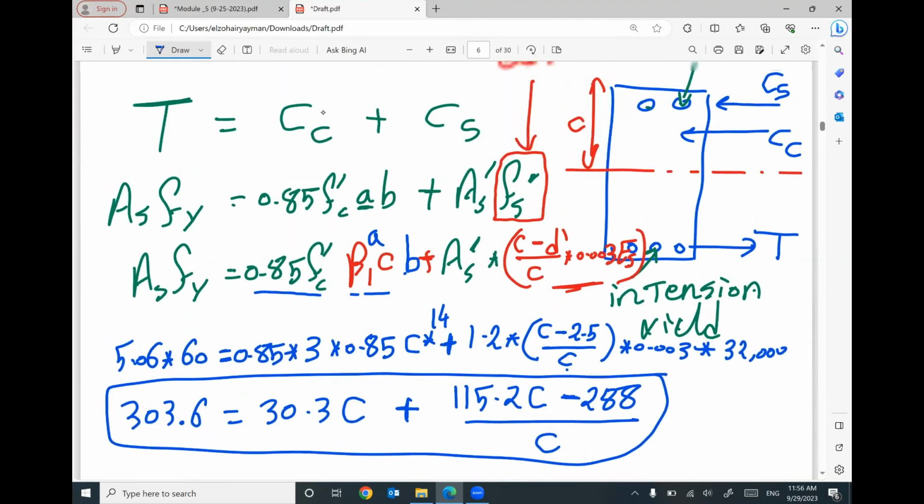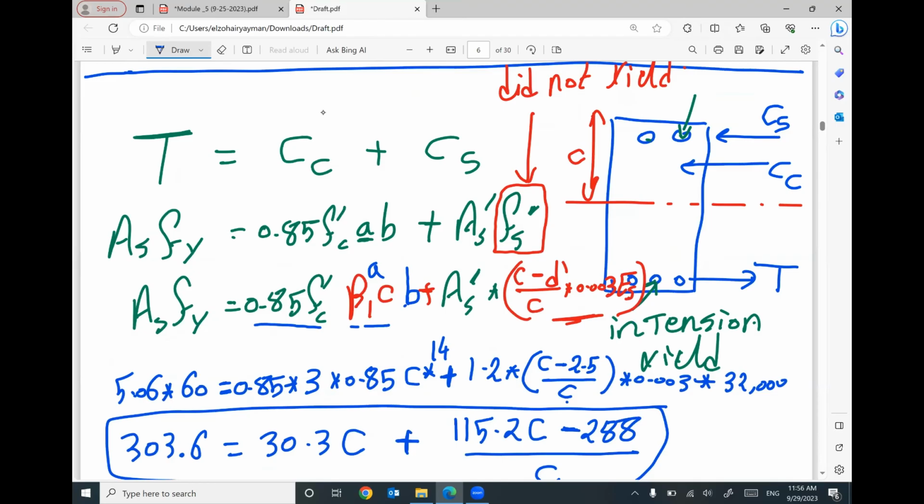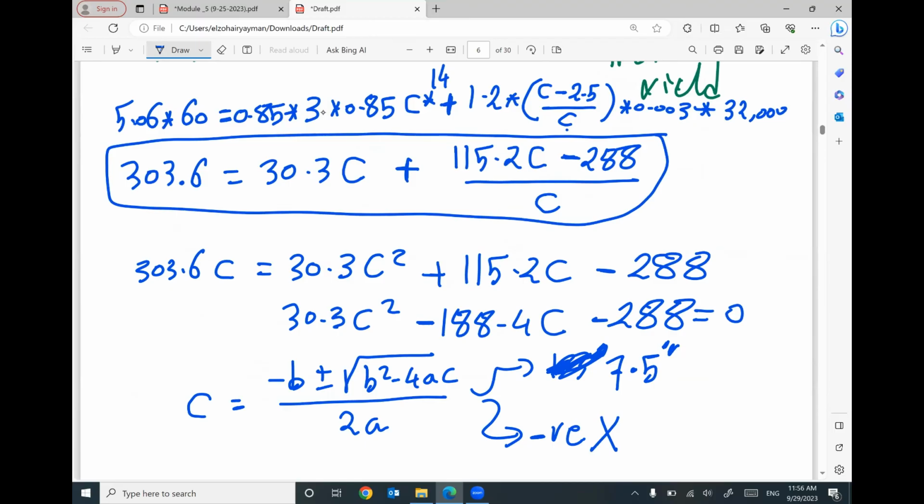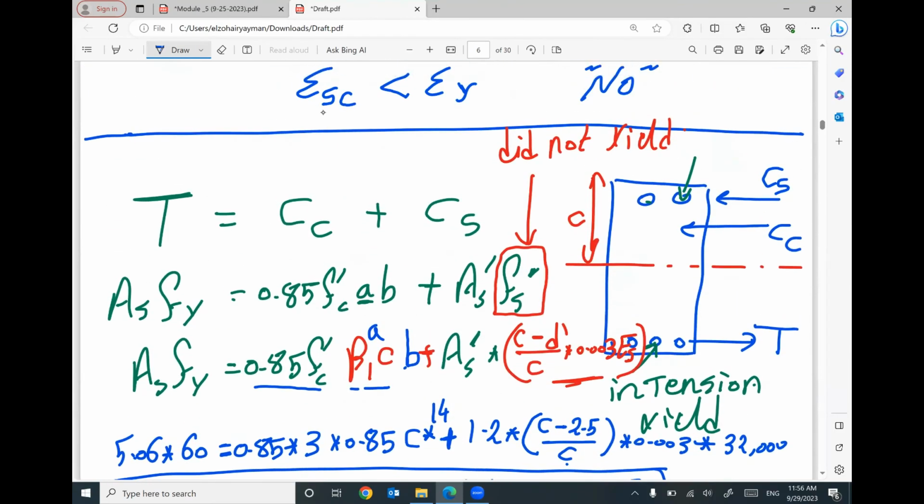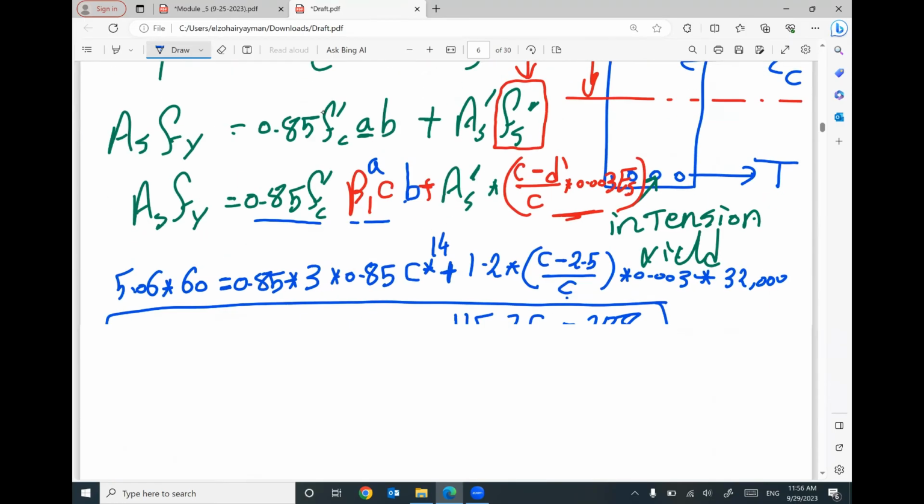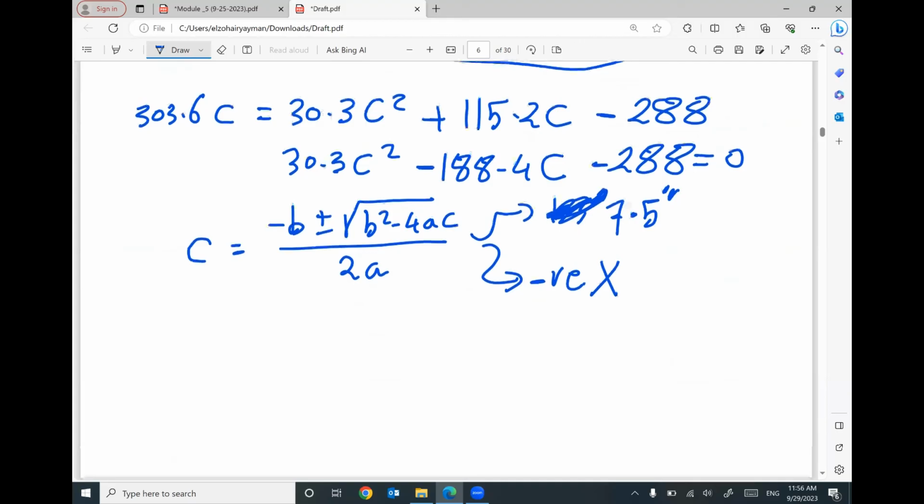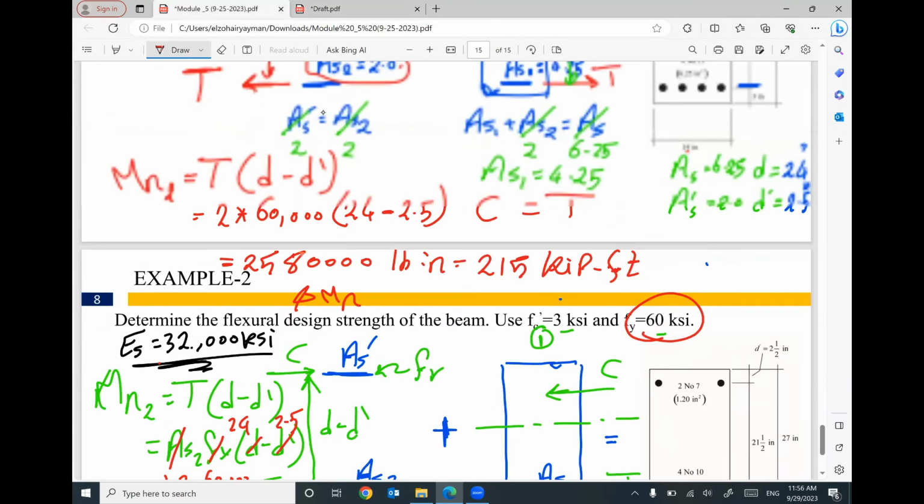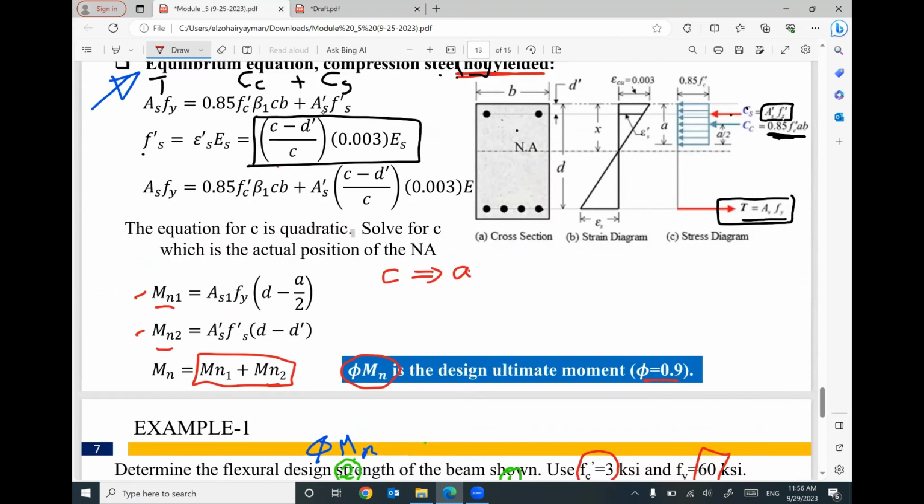Guys, you have to get some logic because this is the depth of neutral axis. I got a wrong number, which is 1.5. Doesn't make sense. That means your neutral axis is still at the top. Doesn't make any sense. So this logic number 7.5 makes sense for me. So once you get the value of C, I can find the value of A, which is equal beta 1 times C.